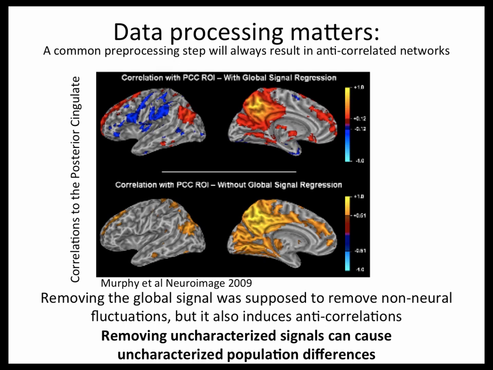And more importantly, just taking this beyond the global signal debate, and it's been a fun debate for the people that are sucked into it over the years. I think the broad take-home message is if you're removing an uncharacterized signal, it's going to cause uncharacterized changes in your data. And that becomes really a big deal with population studies. There's been a bunch of studies now showing that the global signal actually has some systematic differences across populations, which means if you're regressing it out, you're systematically changing what your resting correlations look like.